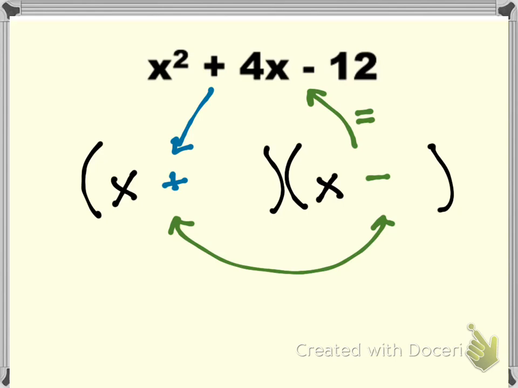Then for my numbers, I'm looking for two numbers that will multiply to give us 12 and subtract to give us 4. That's 6 and 2. The 6 is the bigger one, so it goes in the first set of parentheses. Here, my signs are different, so it's really important that the bigger one goes in the first set. And again, you could always foil and check yourself.